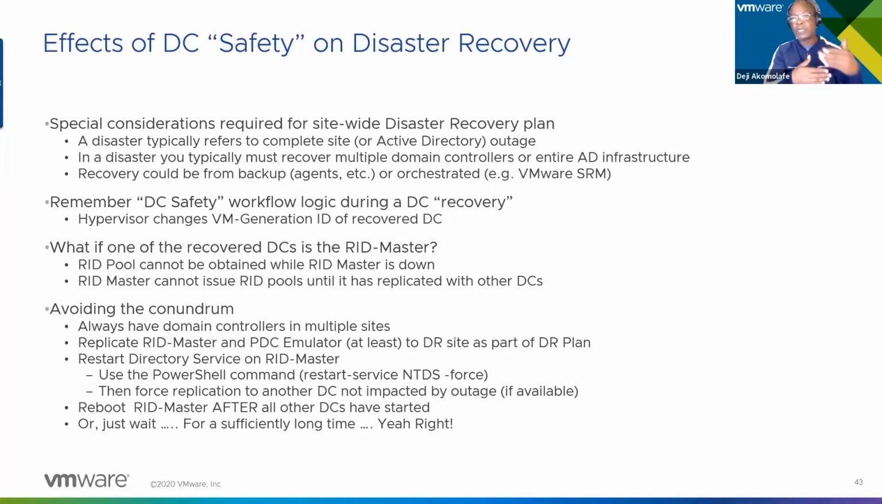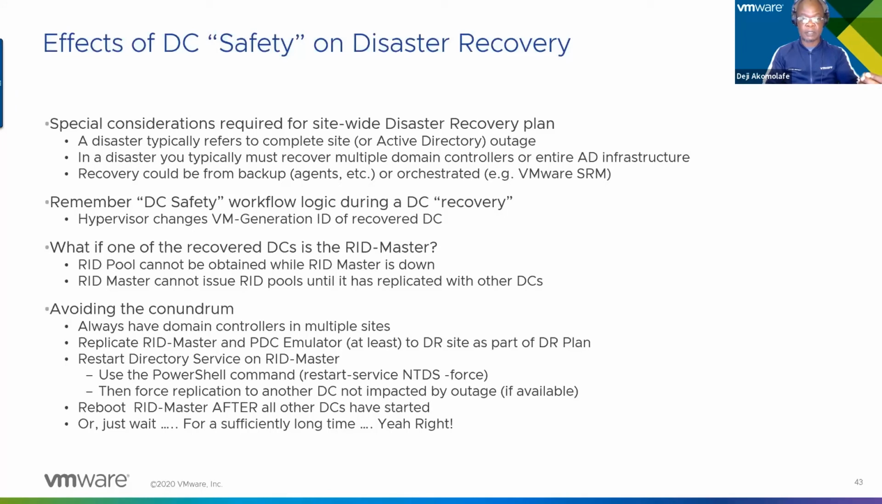Now, what if that domain controller is your RID master, the one who is supposed to give the new domain controller a new set of RID pools? You have a chicken and egg situation there. Of course, you can always seize that role if you have another domain controller alive. Now, the best way to avoid a situation of catastrophic failure, and you can recover from, even with a VM generation ID feature, always have multiple domain controllers in multiple different sites.